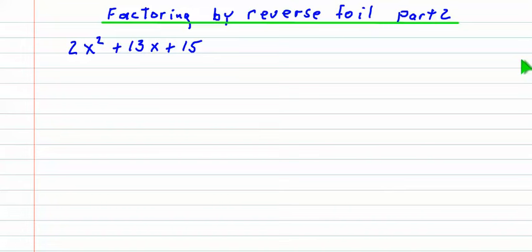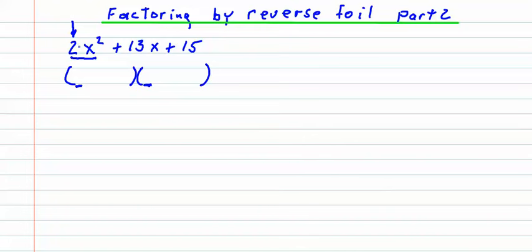Yesterday we factored by reverse FOIL, and the way we did this is we put down two sets of parentheses, and the first number in both binomials had to multiply together to give me this. The difference is this coefficient yesterday was a 1. Now we're going to look at problems where the coefficient is not 1.